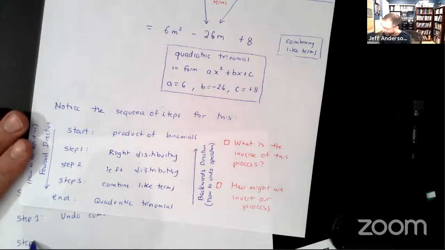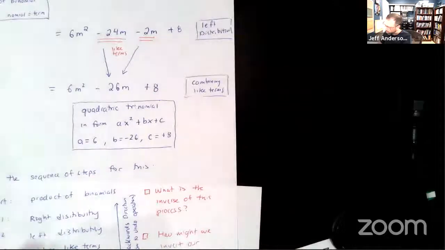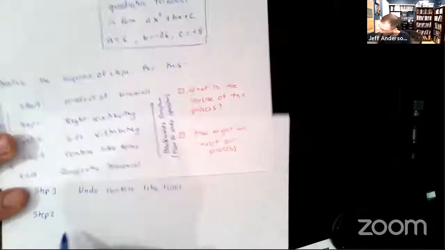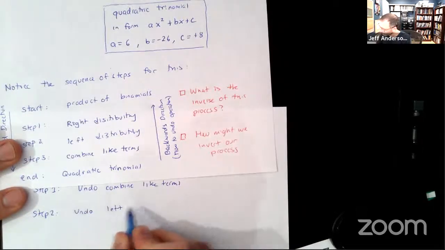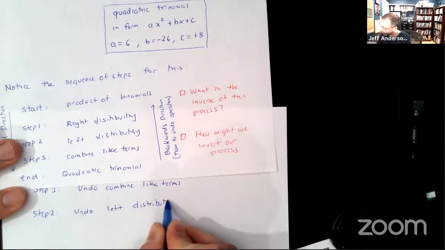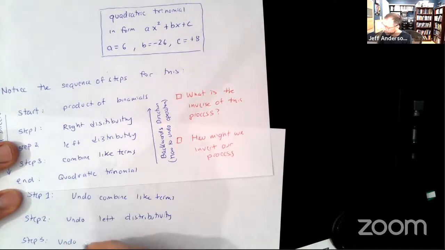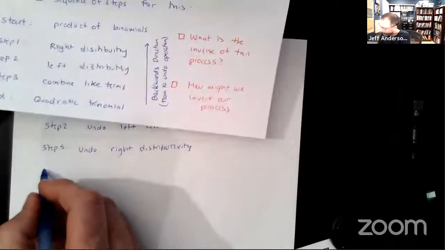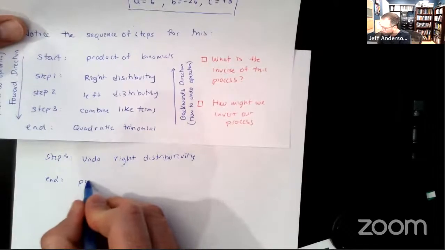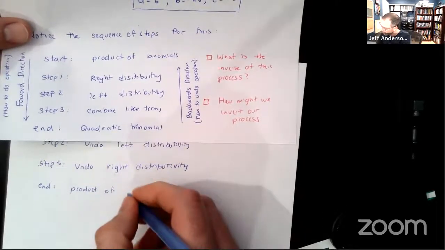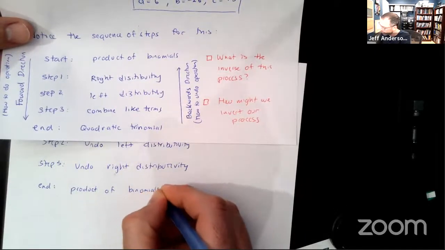Okay, step two, undo left distributivity. Step three, undo right distributivity. Really not that hard, right? Our grandmother would have had to go along with this, but we're literally just undoing these things. And then the end would be where we started, which is a product of binomials. All right.